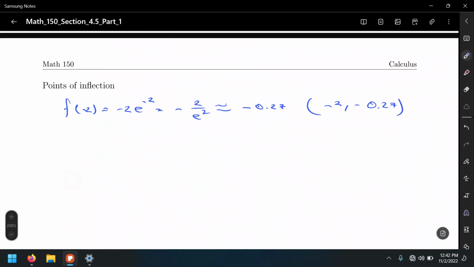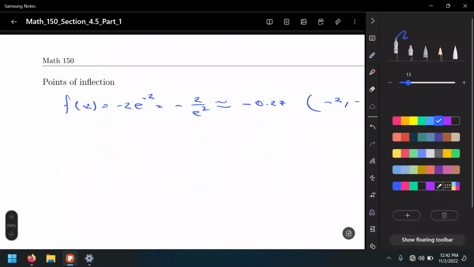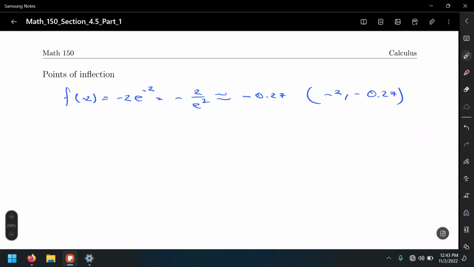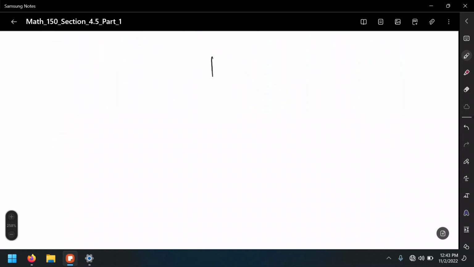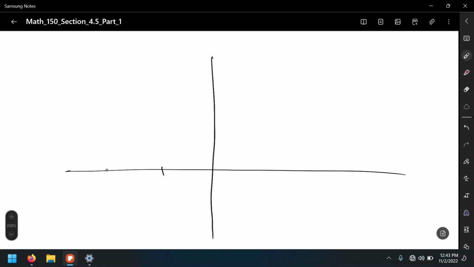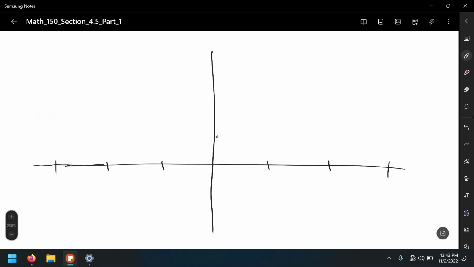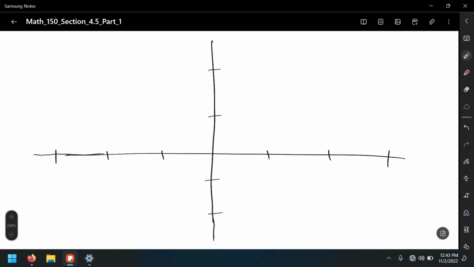So we have all the information actually to graph this function. So let's make this a little bigger, and that's negative 1, negative 2, negative 3, 1, 2, 3, and 1, 2. All right, so number 1, we have an x-intercept at the origin.